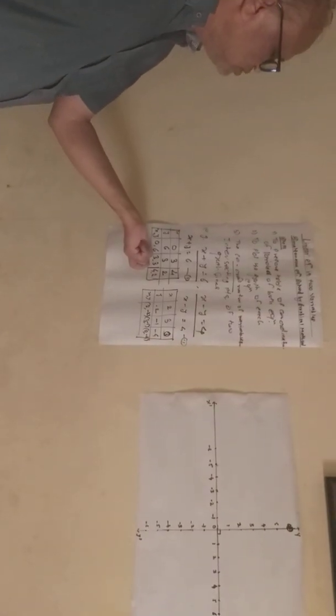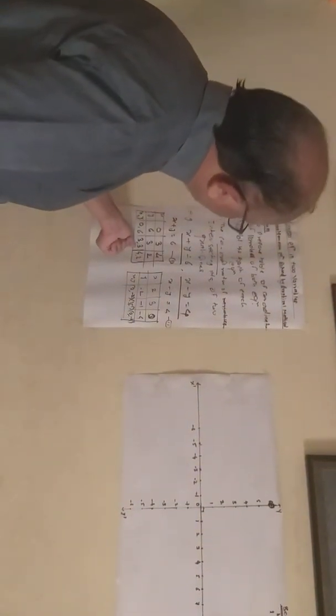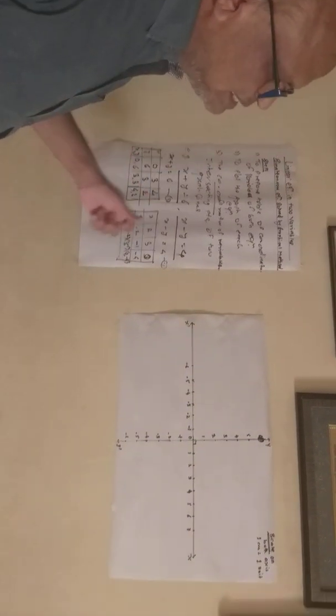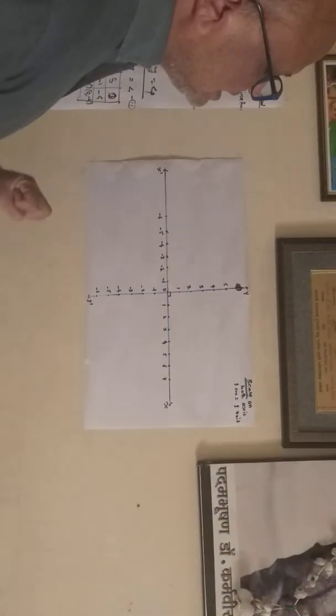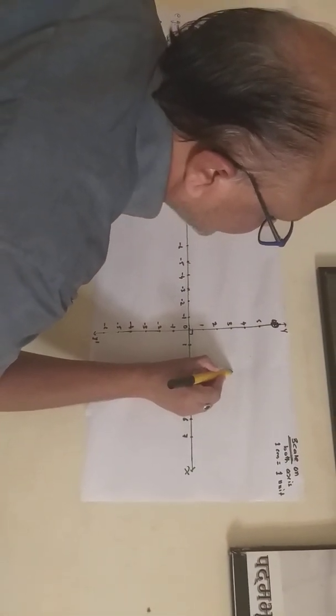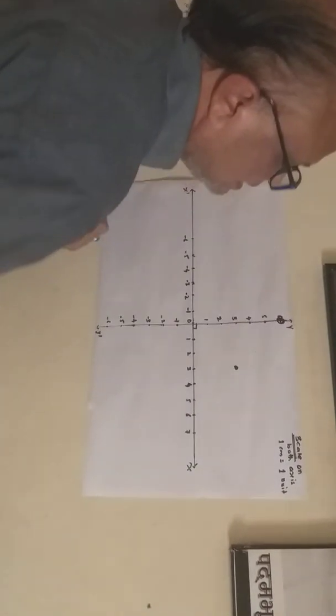Then the second pair of coordinates is 3, 3. Both coordinates are positive. The x coordinate is positive 3, and the y coordinate is also positive 3. So both are positive. That's why this point is located in the first quadrant. The point is here at 3 and 3.